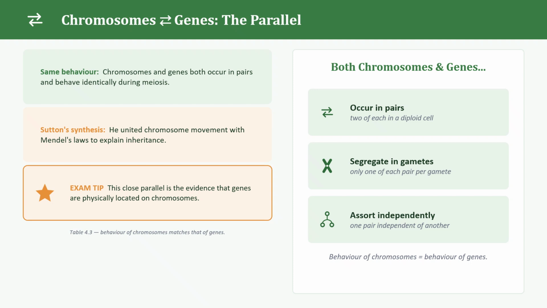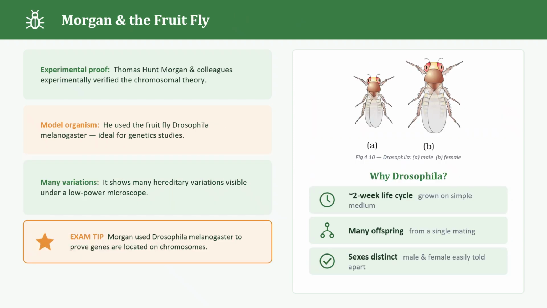Also, what you should remember from this is that the behavior of chromosomes is equal to the behavior of genes. Very important. Remember this, don't forget. Let's move on to the next one, Morgan and the fruit fly.